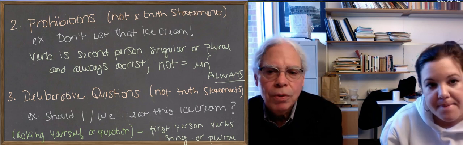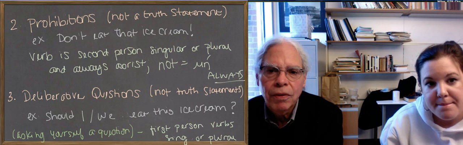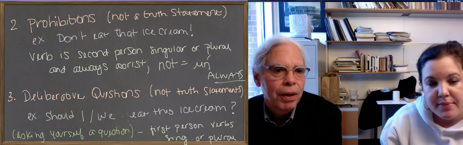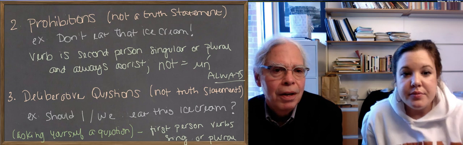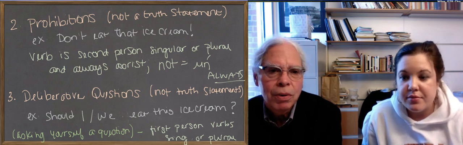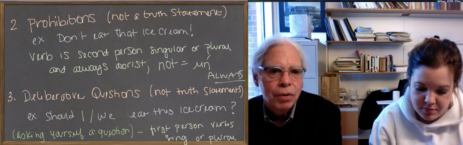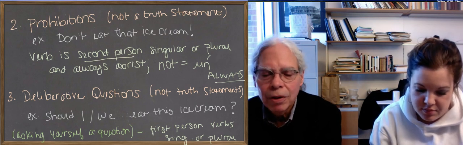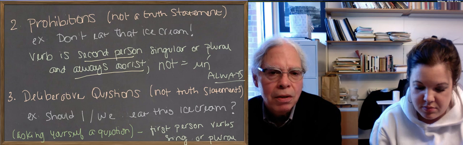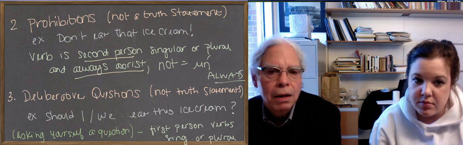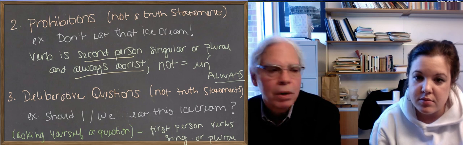The second one is prohibitions, that is negative commands, telling people not to do something, instead of urging them on. And in this case, the verb is always in the second person singular or plural, and it's always aorist. So don't eat that ice cream. You'd put the verb eat in the aorist subjunctive, and you'd use the negative me, right? Since it's not a true statement, you can't use ou.